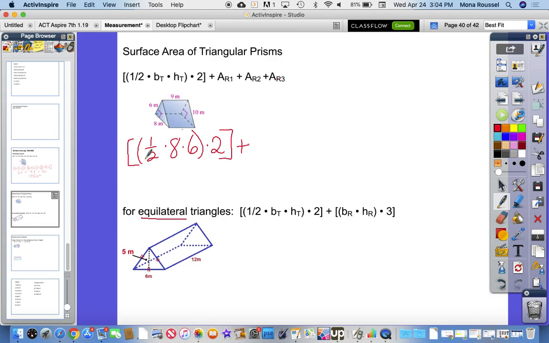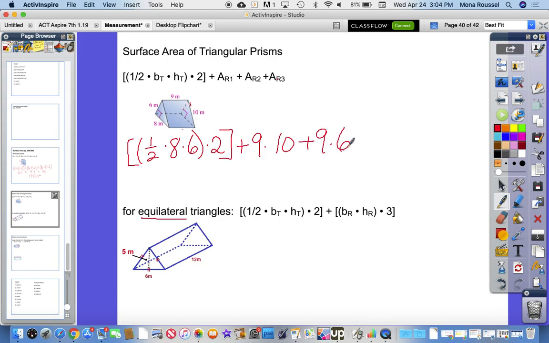And then, so again, I'll back up. This is the area of the triangle, half of the base of 8 times the height of 6. We're multiplying it times 2 because there are 2 identical triangles on either side of this prism. Then we have to now find the area of the different rectangles that make up this prism. So if we look at this rectangle here in the front, it's 9 by 10, 9 meters by 10 meters. So we'll multiply 9 times 10. Then if we take a look at this rectangle back here, it's 9 by 6, 9 meters by 6 meters.